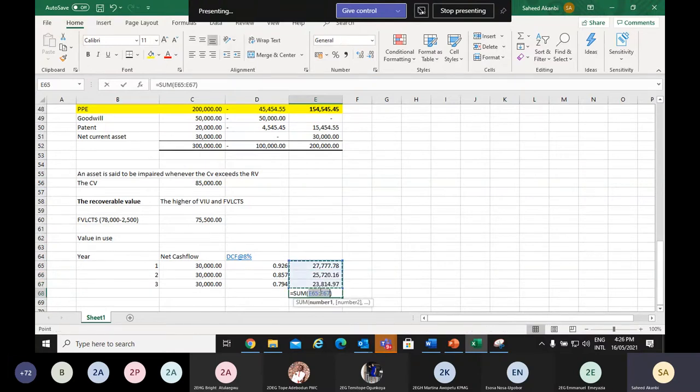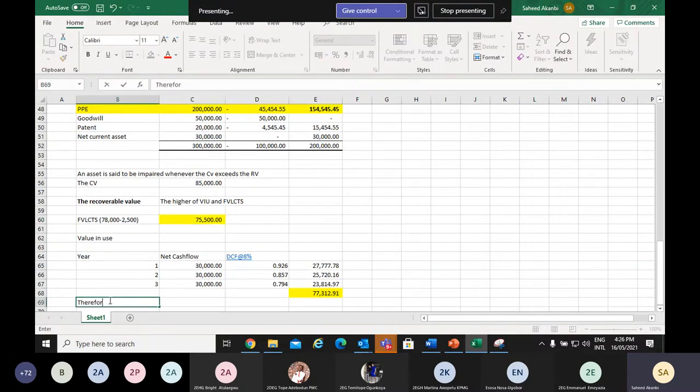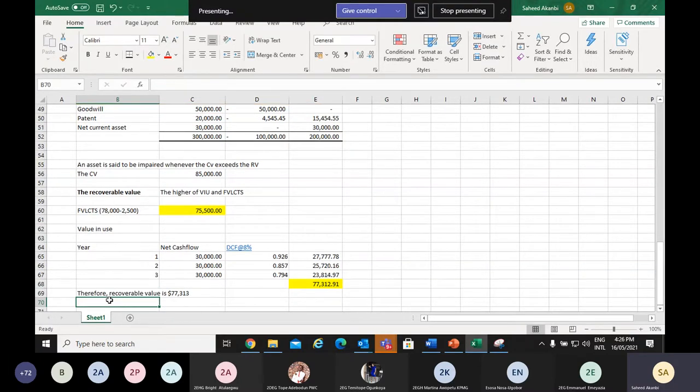I will sum up. This is my value in use. This is my fair value less cost to sell. I told you that my recoverable value is higher. So therefore, recoverable value is $77,312 or 313 approximately.